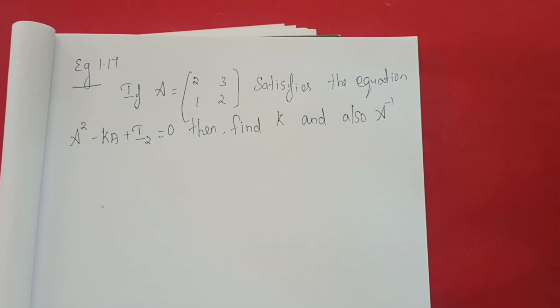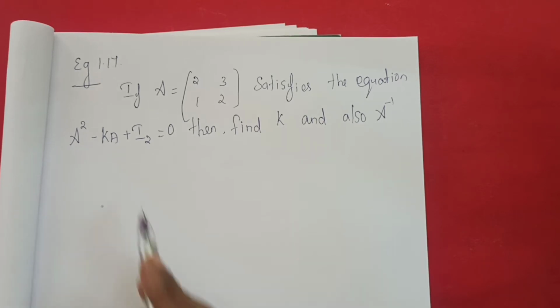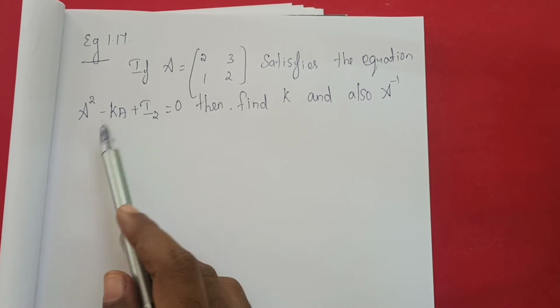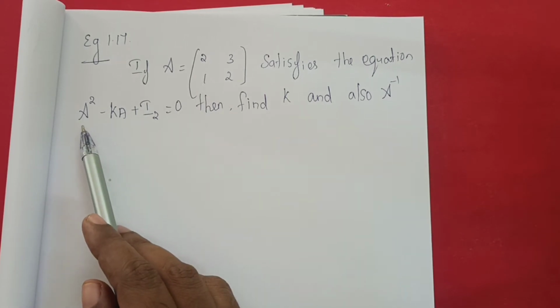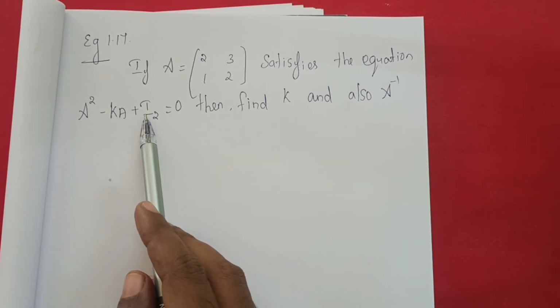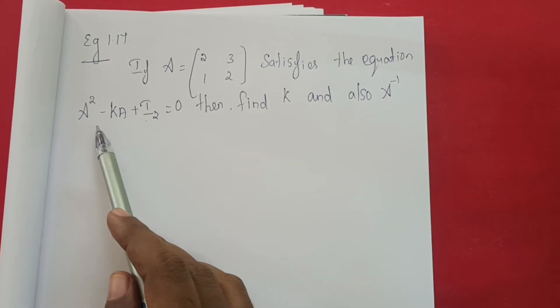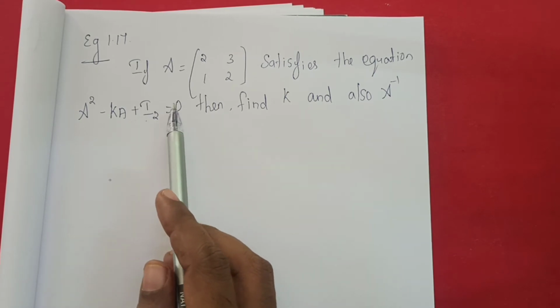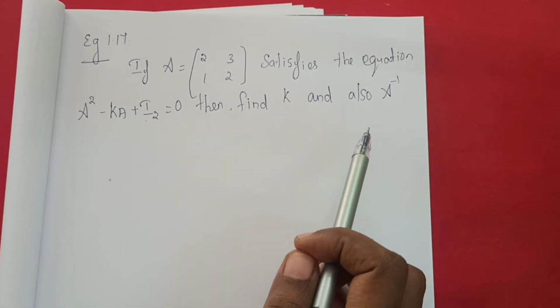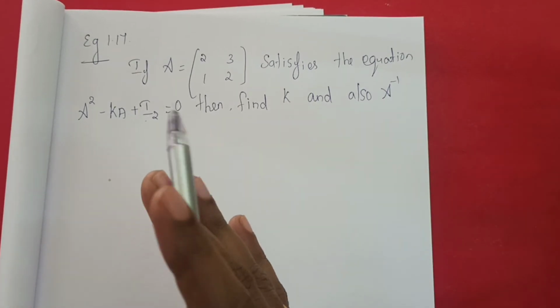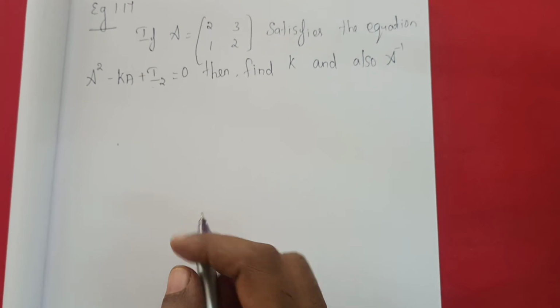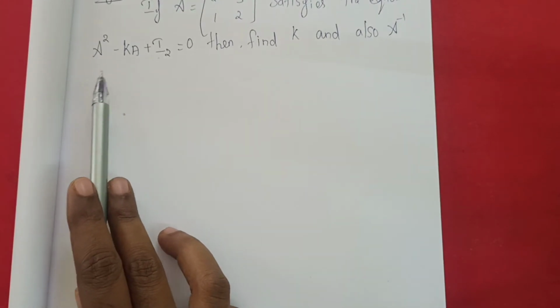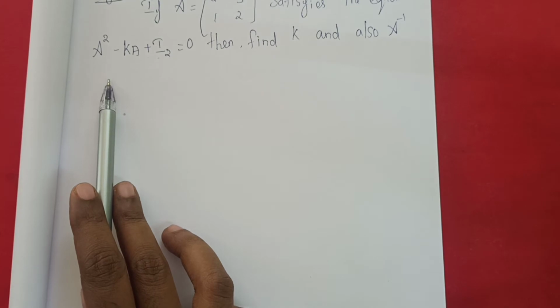Okay, so here it is a 2 by 2 matrix, but they have asked two questions. You need to find the value of K as well as A inverse. So first we will find all the values here. You need to satisfy this equation. So A square we need to find, minus K into A, and I2 we need to find. All the things you need to add and subtract, and you need to get the answer as 0. We need to find the value of K as well as A inverse. The problem will be somewhat big, a very important 5-mark question. So first we are going to prove that A satisfies the equation.